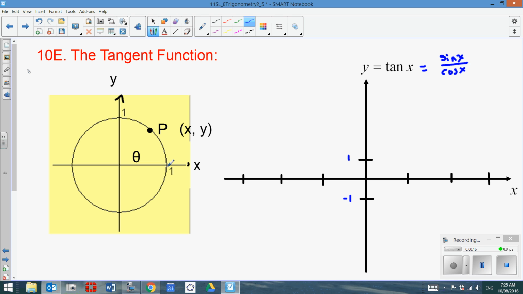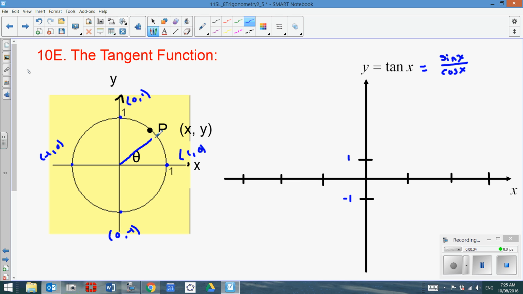So if I label, let's just take some basic increments. At 0, remember our cosine and sine will be 1 and 0. At pi over 2, we have 0, 1. At pi, we have negative 1, 0. And at 3 pi over 2, we have 0, negative 1. And let's even go one step further.